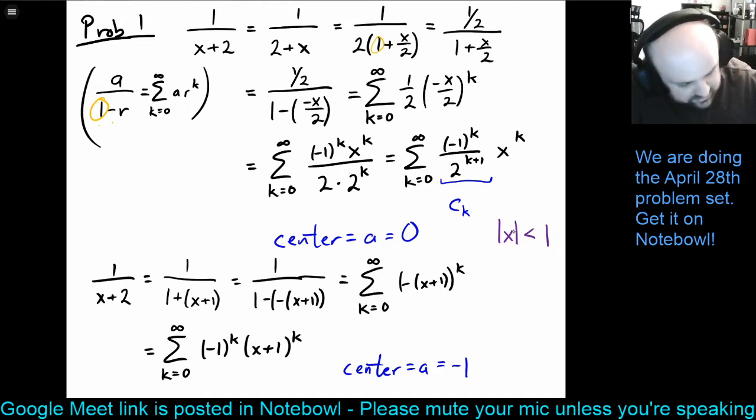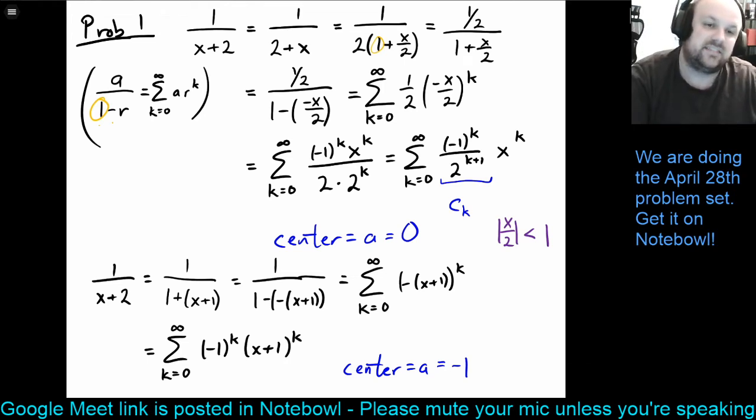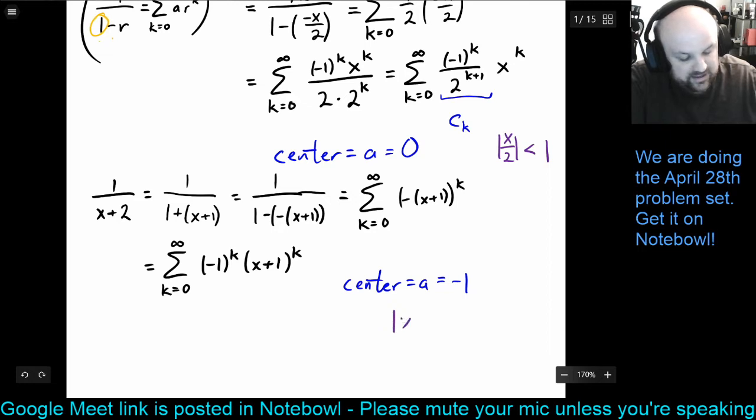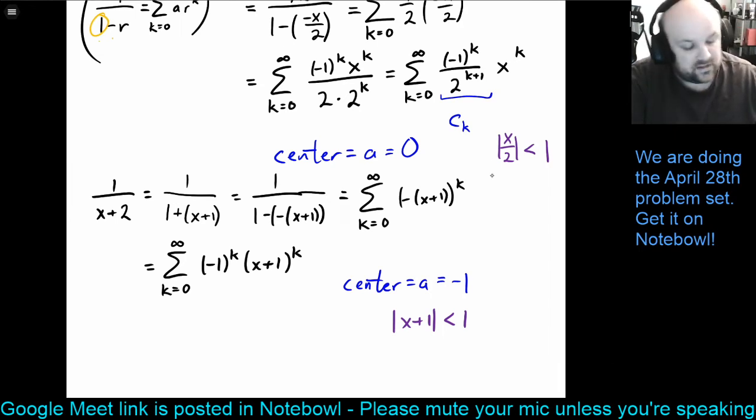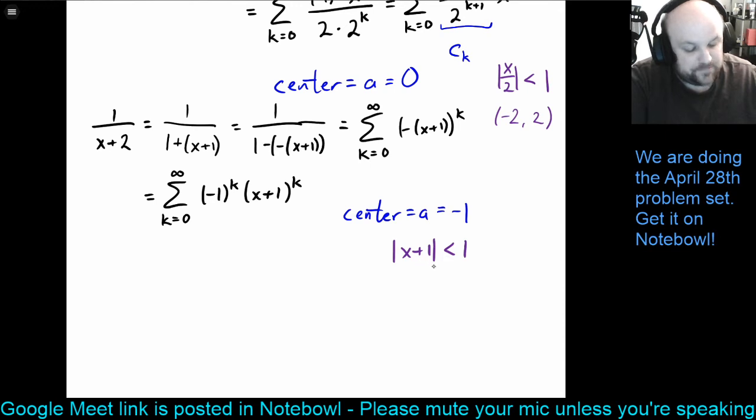Oh, sorry, not x. I said that wrong. R here was negative x over 2. So it's actually going to be absolute value of x over 2, as long as that is less than 1. We can ignore the negative because the absolute value will get rid of it. Here, this converges when absolute value of x plus 1 is less than 1. So there's an interesting difference between where these two series are valid. This one here is going to be valid from negative 2 to 2. That's what this inequality translates into. This one here is valid from minus 2 to 0.